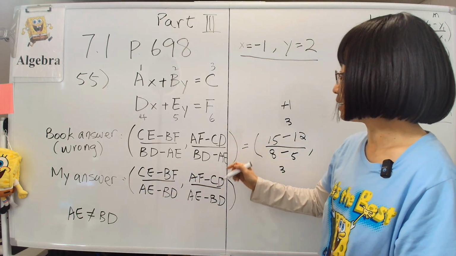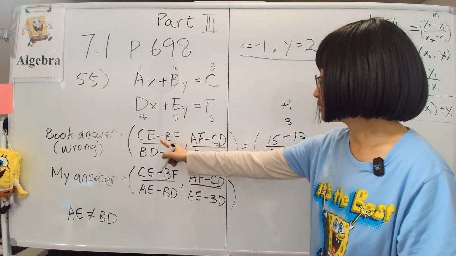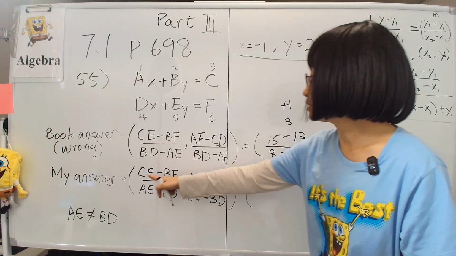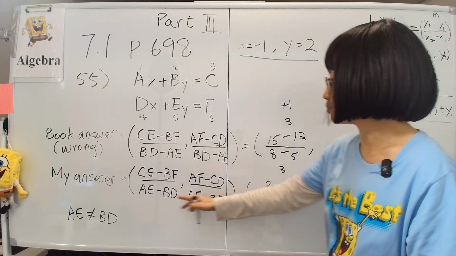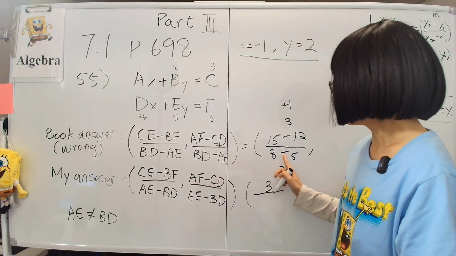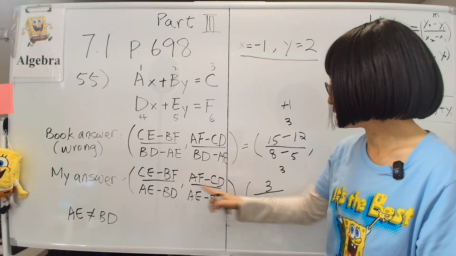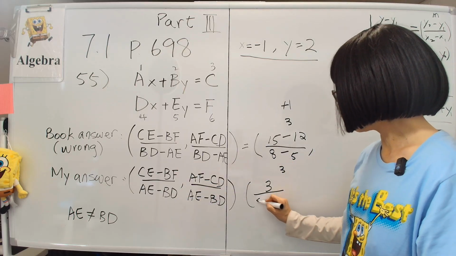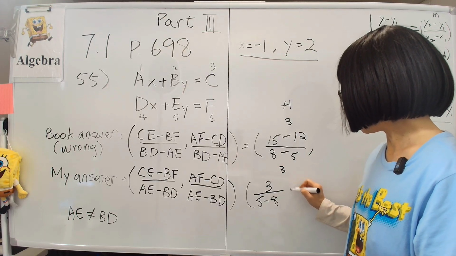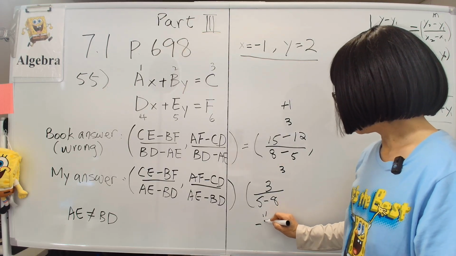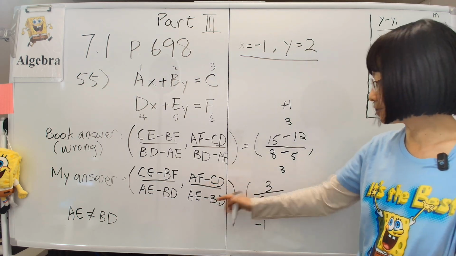Now here's my answer. Let's check my answer. It's the same thing here. The top is again CE minus BF, so it's 15 minus 12, which is 3. The question is, what is the bottom? The bottom is flipped around. And instead of BD minus AE, I have AE minus BD, which is 5 minus 8, okay? Because we just calculate this is BD, and that's AE, 5 minus 8, which is equal to minus 1, okay? So that is correct.